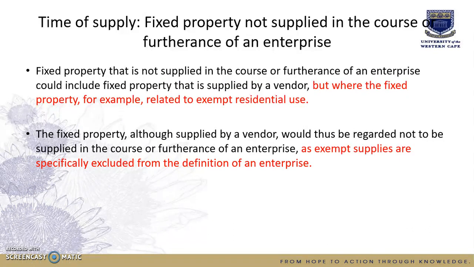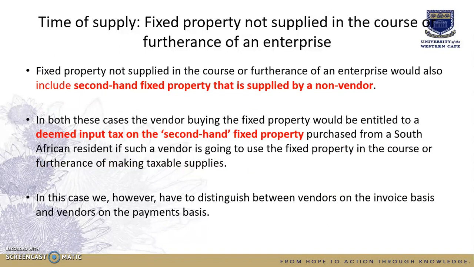Alright, fixed property not supplied in the course or furtherance of an enterprise. So fixed property that's not supplied in a circumstance like that could include fixed property that's supplied by a vendor, but where the fixed property, for example, relates to exempt residential use. The fixed property, although supplied by a vendor, would therefore be regarded as not supplied in the course or furtherance of an enterprise, as exempt supplies are specifically excluded from the definition of an enterprise. Remember, that residential use of a fixed property is exempt for VAT.